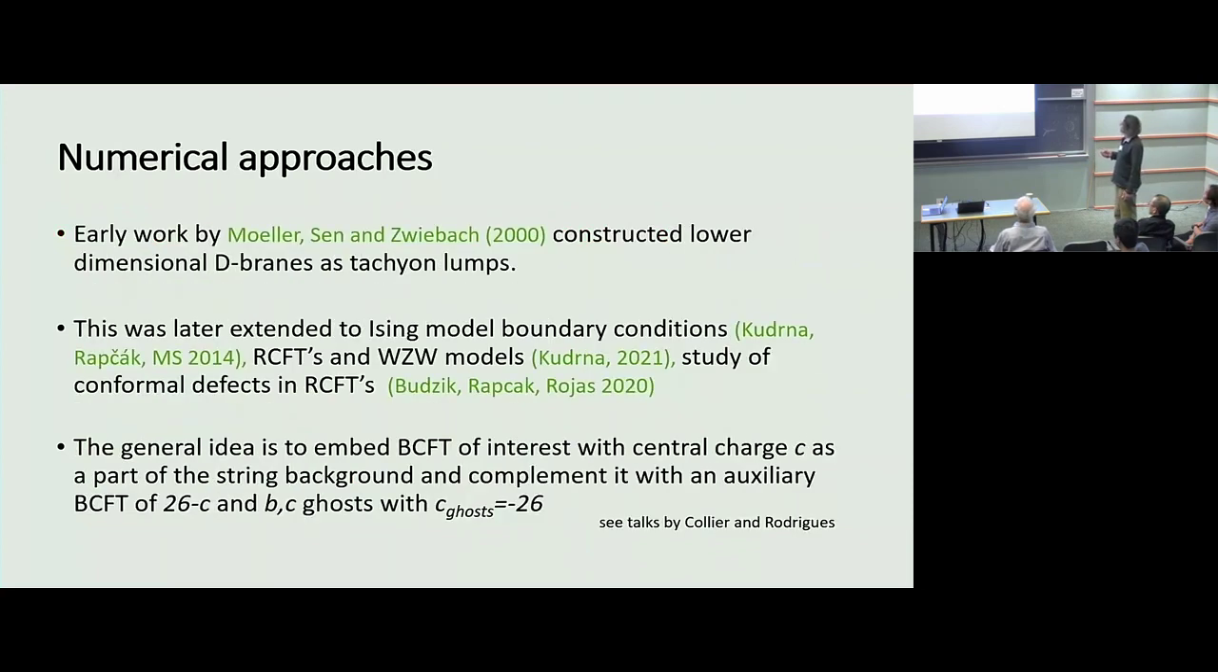The ideas go back to 2000, when Moeller, Sen, and Zwiebach constructed some low-dimensional D-branes as tachyon lumps. They were essentially considering a D25-brane and found some lump-like solution that they interpreted as a D24-brane.